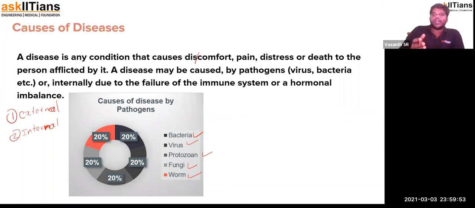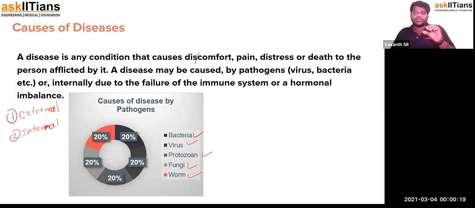Or if it is not going to have an external thing, it could be an internal process also. A disease, any discomfort, I said it is just discomfort. So when the immune system is not properly tuned up, and if it is not working properly, it is obvious that any disease condition, any microorganisms or any foreign object can actually get into the body and cause discomfort.